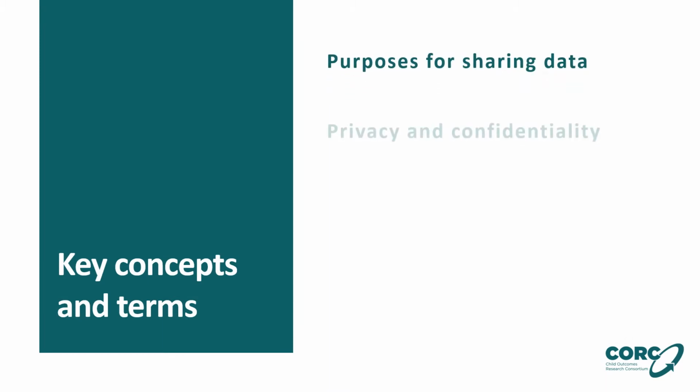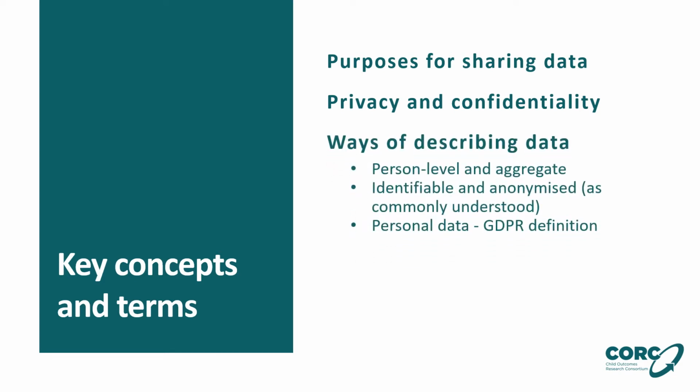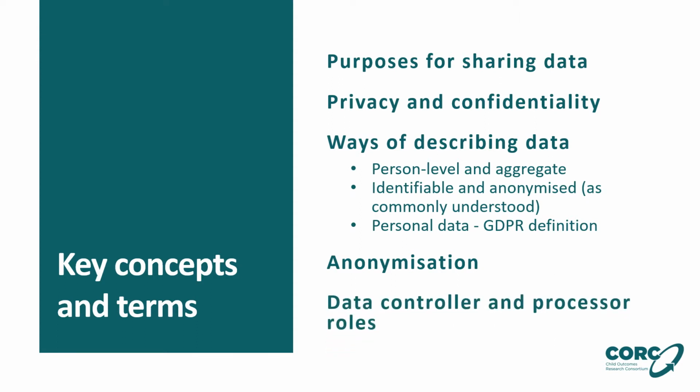We will first provide an overview of purposes for sharing data, privacy, and confidentiality. Next, we will review different ways of describing data, which may seem a little uninspiring on their own, but are vital for understanding subsequent topics. Anonymization will be discussed in further detail, given it is a powerful technique to reduce data protection risk and support data sharing. In the final part of this section, we will briefly explain the meaning of the terms data controller and data processor, which carry significance in regards to data protection compliance.